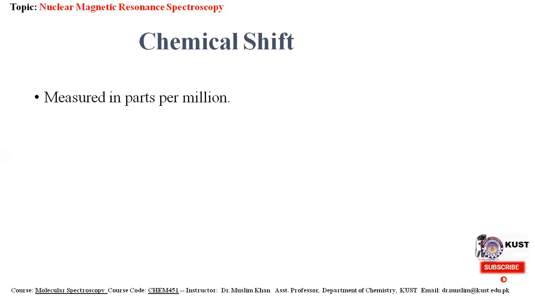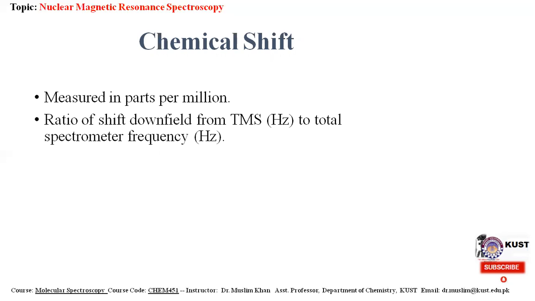So when a proton absorbs energy, its spectrum is shifted from the tetramethylsilane signal. This is known as the chemical shift, because it shifts from zero to higher values. It is measured in ppm, parts per million. This is the ratio of the shift downfield from TMS in hertz to the total spectrometer frequency.